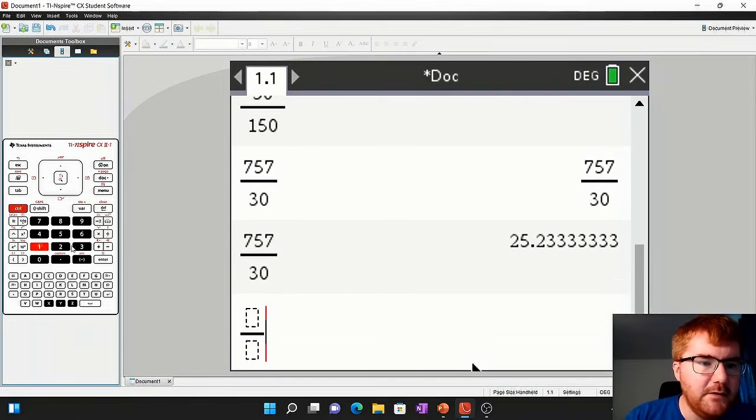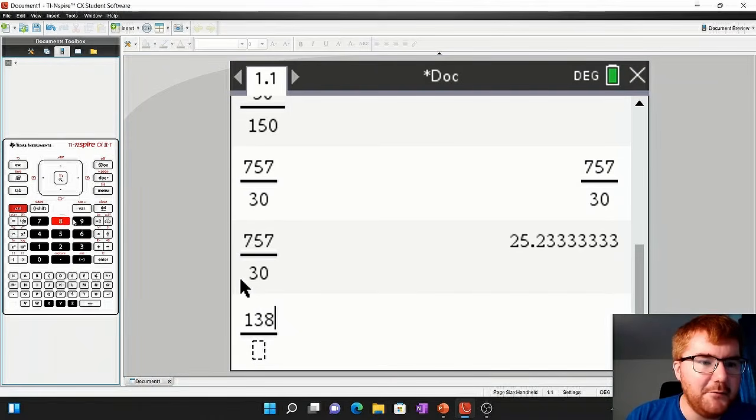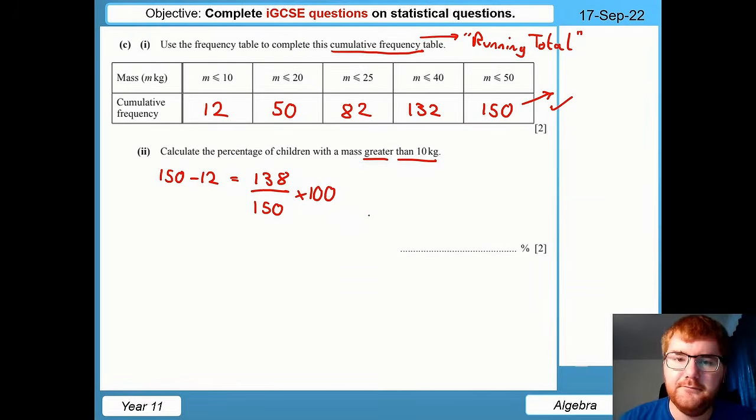So here we are, 138. Make sure you definitely type it in the right place. That is very important. And then we go 150. That's it, times by 100. And that gives us 92 exactly. So we just pop over 92, and that's going to be 92%. No rounding involved in this question.